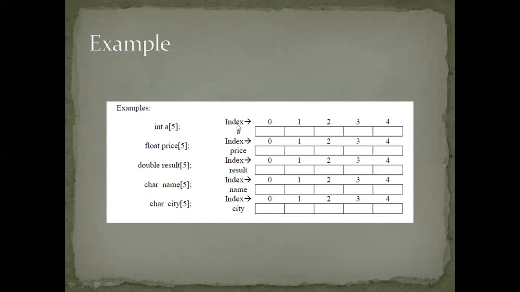That is, when we have the size 5, the index value will be 0 to 4. Why 4? Because we take 0 to array size minus 1. Array size minus 1 is nothing but what? 5 minus 1, that will be 4. So that is 0 to 4. The name of the array is what? a here. Okay, similarly, float price[5], ending with a semicolon.